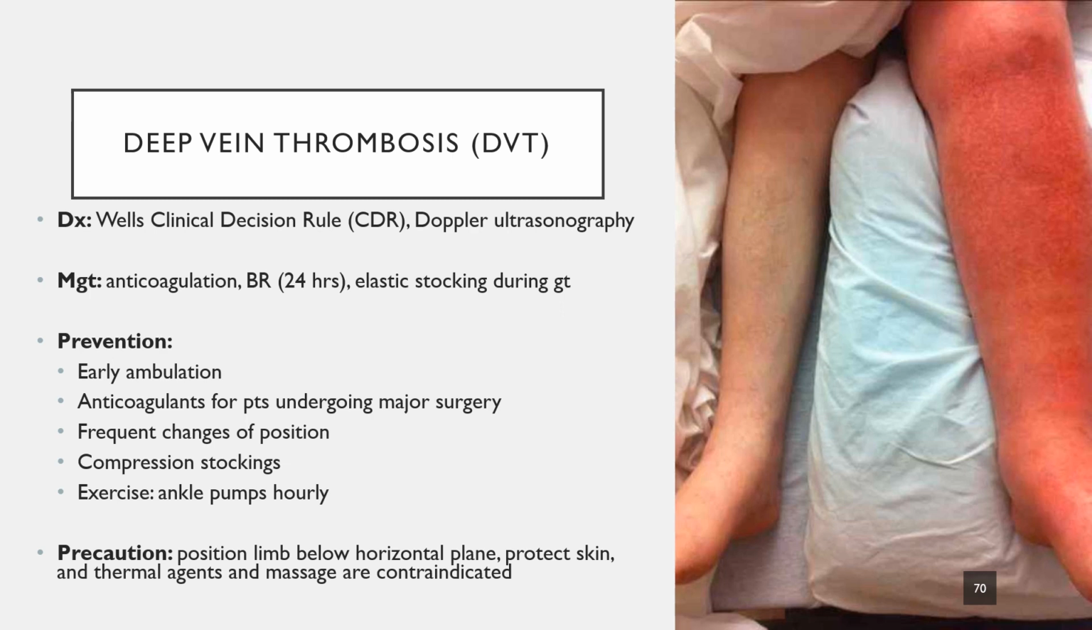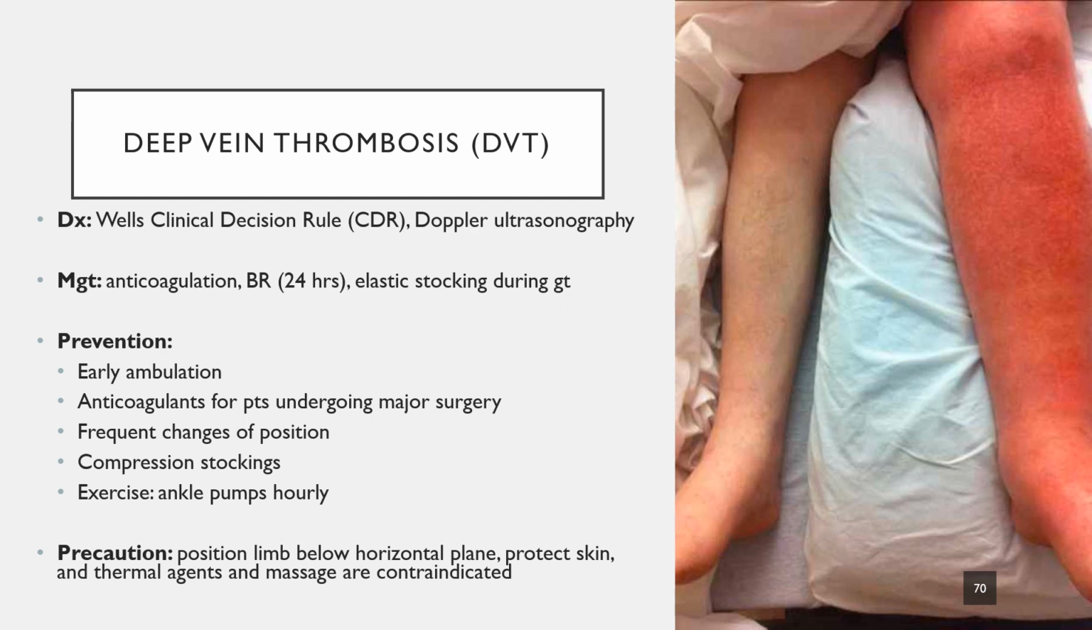Prevention: early ambulation is encouraged to prevent venous stasis. Anticoagulants for patients undergoing major surgery can be used prophylactically. Frequent changes in position helps prevent prolonged immobility. Compression stockings aid in improving venous return. And exercise such as ankle pumps hourly promotes blood flow and prevents stasis.